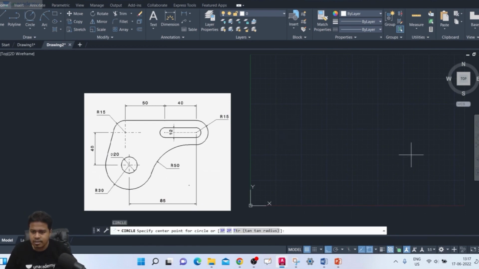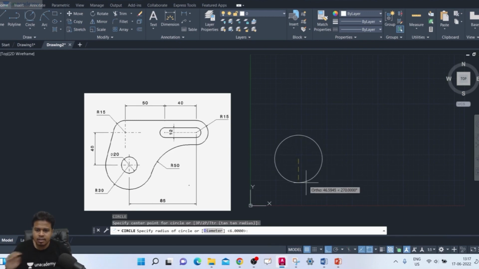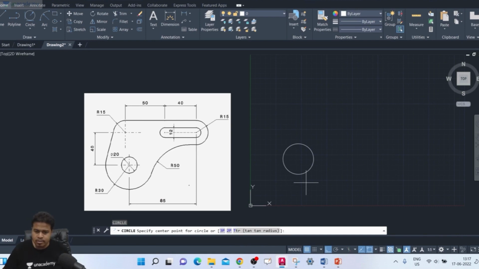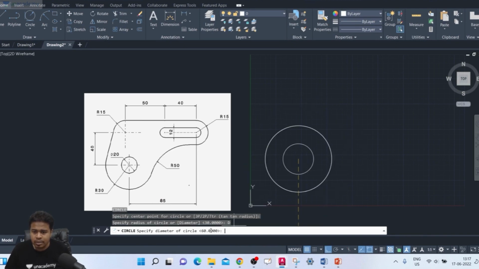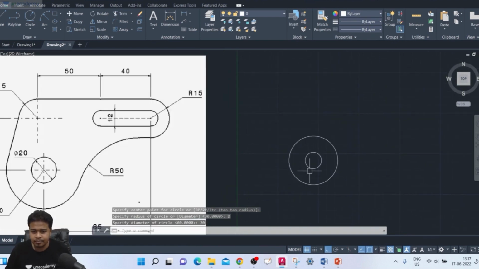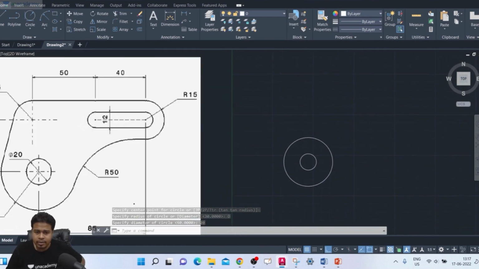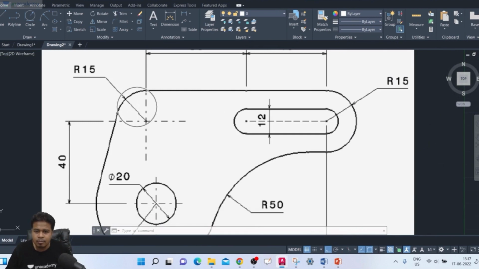First, these two circles. Radius is 30. Again go to circle, concentric circle. Diameter is 20. So go to diameter, press 20, enter. Now you can see here we have one more arc, an arc of 15 radius. So the vertical distance is 40. Okay, the vertical distance is 40.